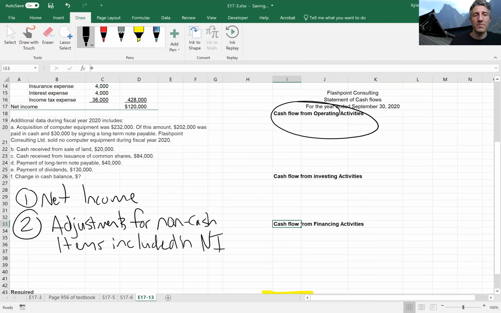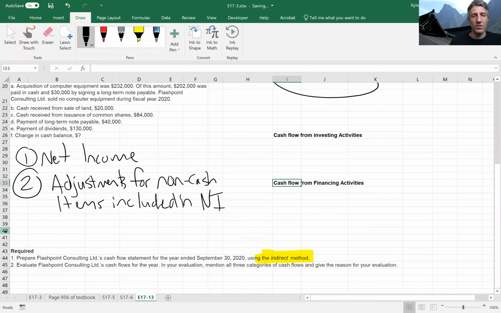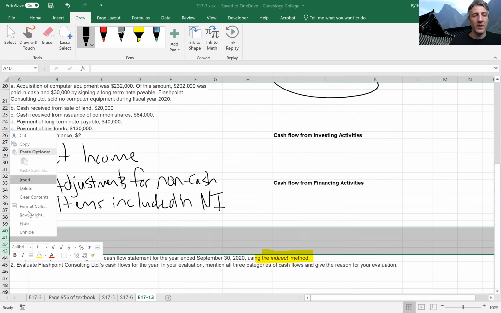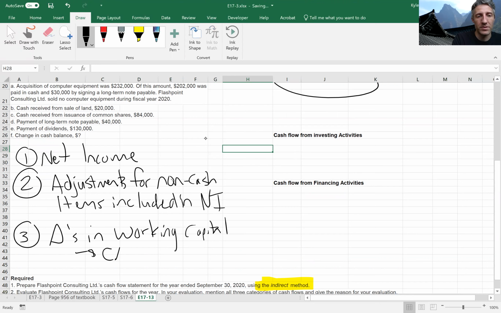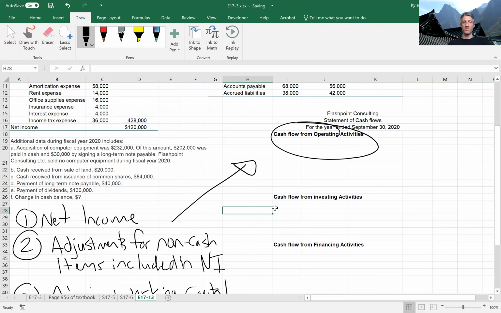And the third and final step is, what are the working capital changes? So, changes in working capital. And of course, working capital is current assets and current liabilities. So I'm going to be referencing those 3 steps as I advance through this problem. But these 3 steps are only applicable to the operating activities section.